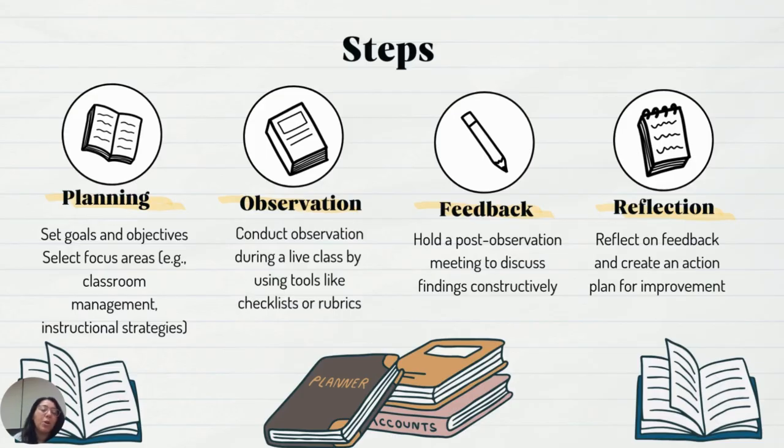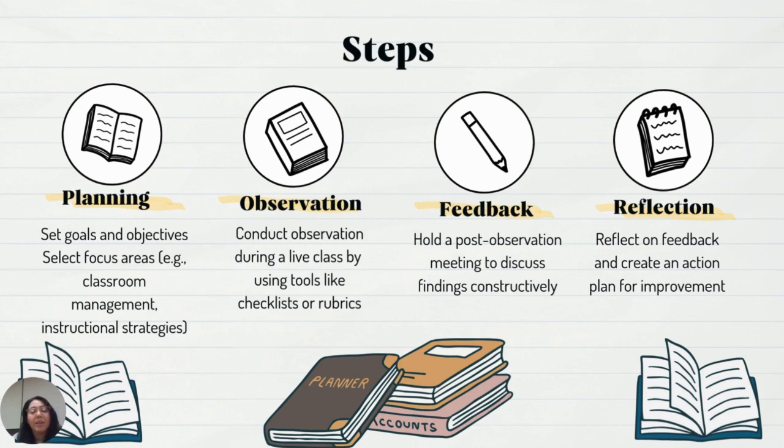The steps of peer observation are: planning. You need to set goals and objectives before the peer observation and select a focus area. Is it going to be classroom management, instructional strategies? Then comes the observation. You conduct the observation during a live class by using tools like checklists.